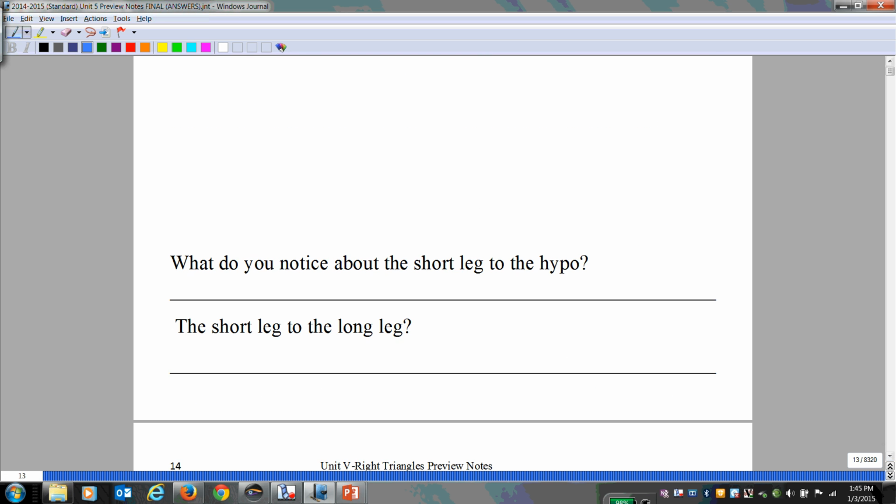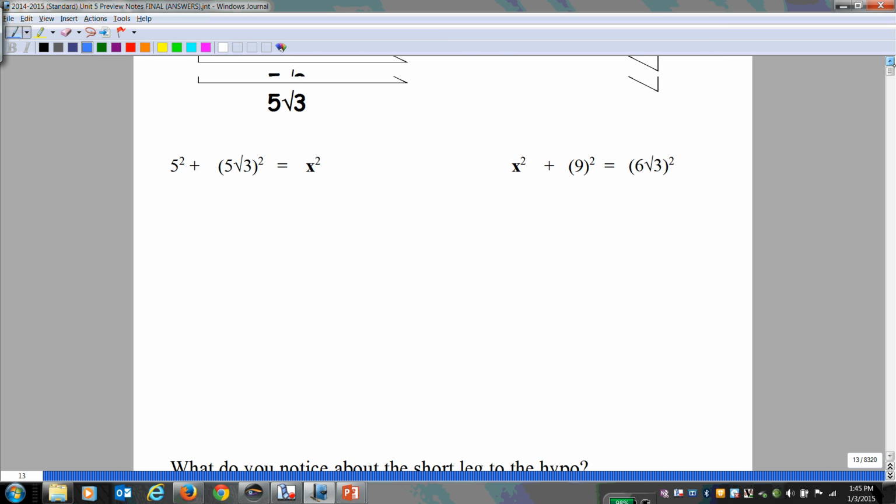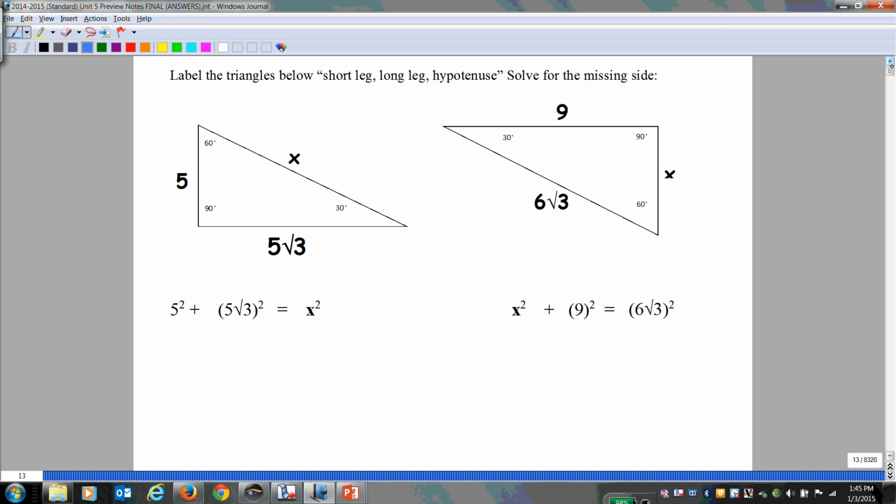Now you have another one called a special right triangle, and that's called the 30, 60, 90. Notice 30 degrees, 60 degrees, 90 degrees. So we're going to start by labeling. Here we can't just say leg, leg. We have to say short leg. I'm going to write S leg for short leg. This is going to be L for long leg. Short leg, long leg, hypo.